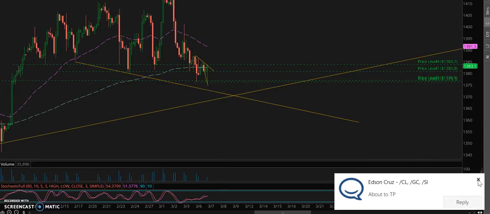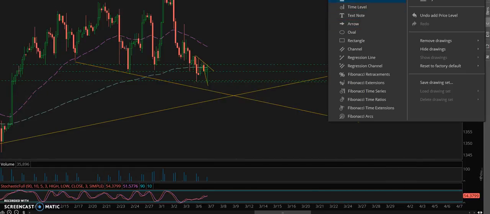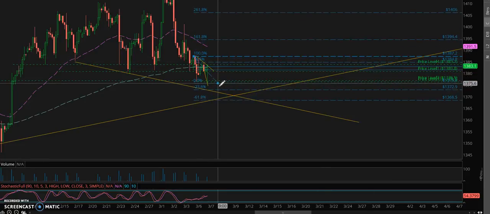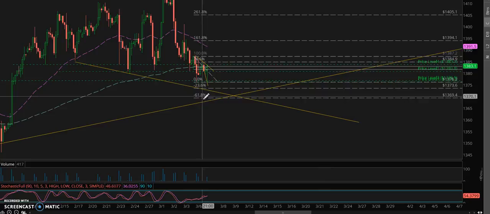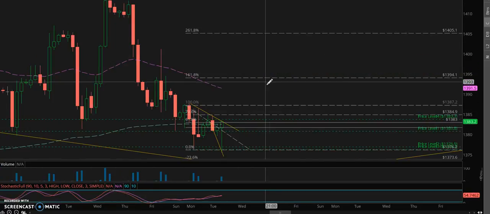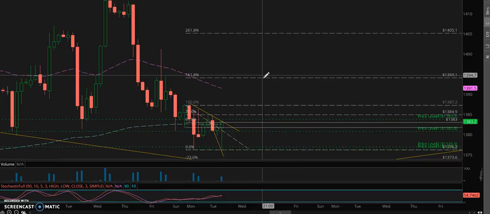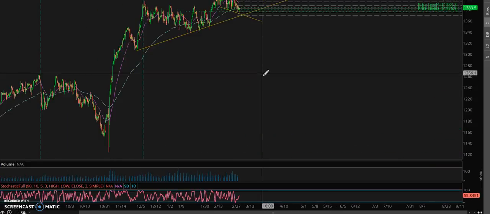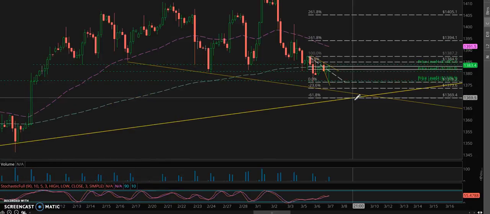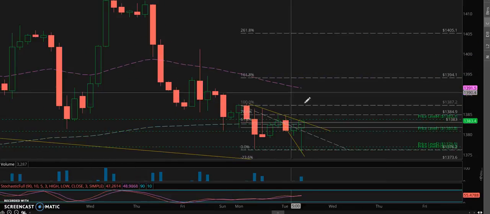Now, when we target down there, what we'll also be able to use is a beautiful little negative 23.6 and a negative 61.8 retracement. So, excuse me for jumping all over the place here. I'll update you guys in a little bit.